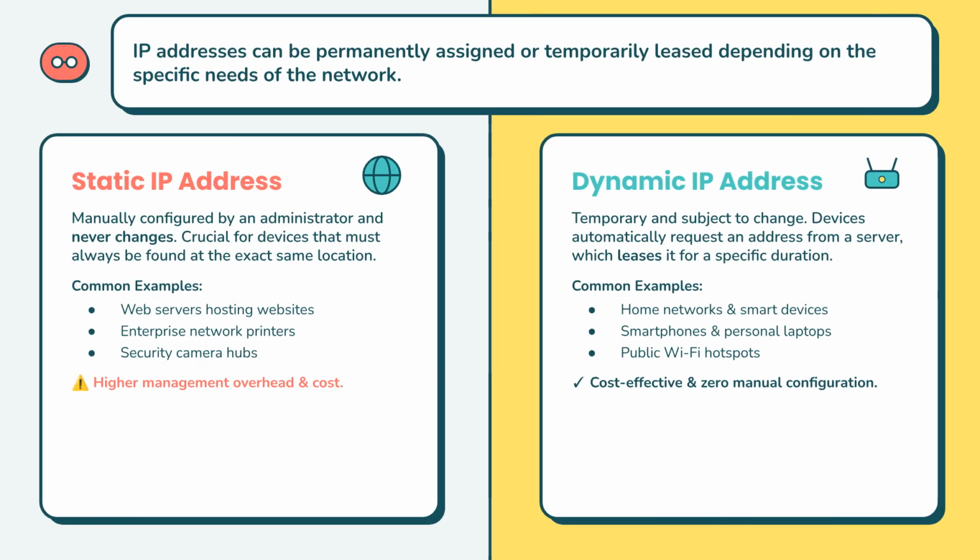IP addresses can be static or dynamic. Static addresses are permanent, perfect for servers and printers, while dynamic addresses are leased temporarily, making them ideal for common household devices and mobile phones.